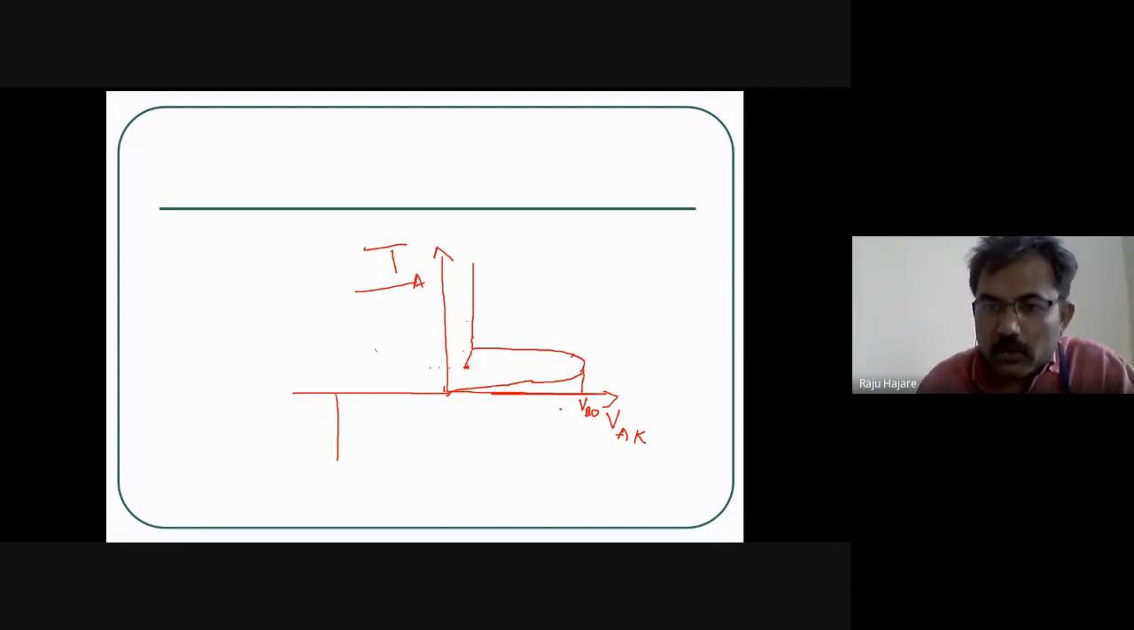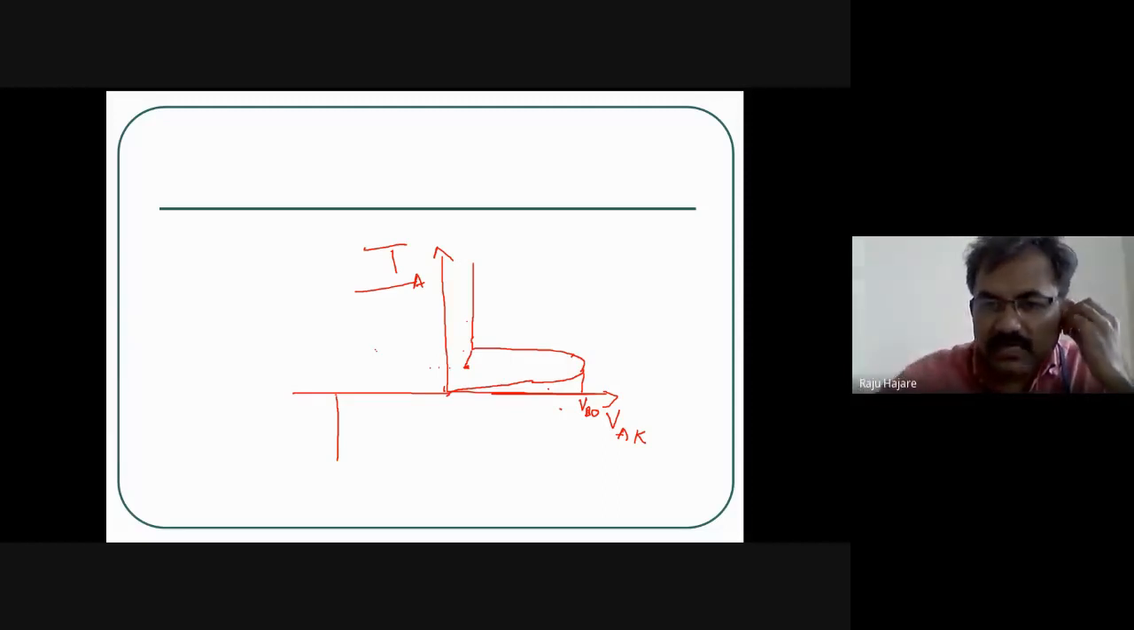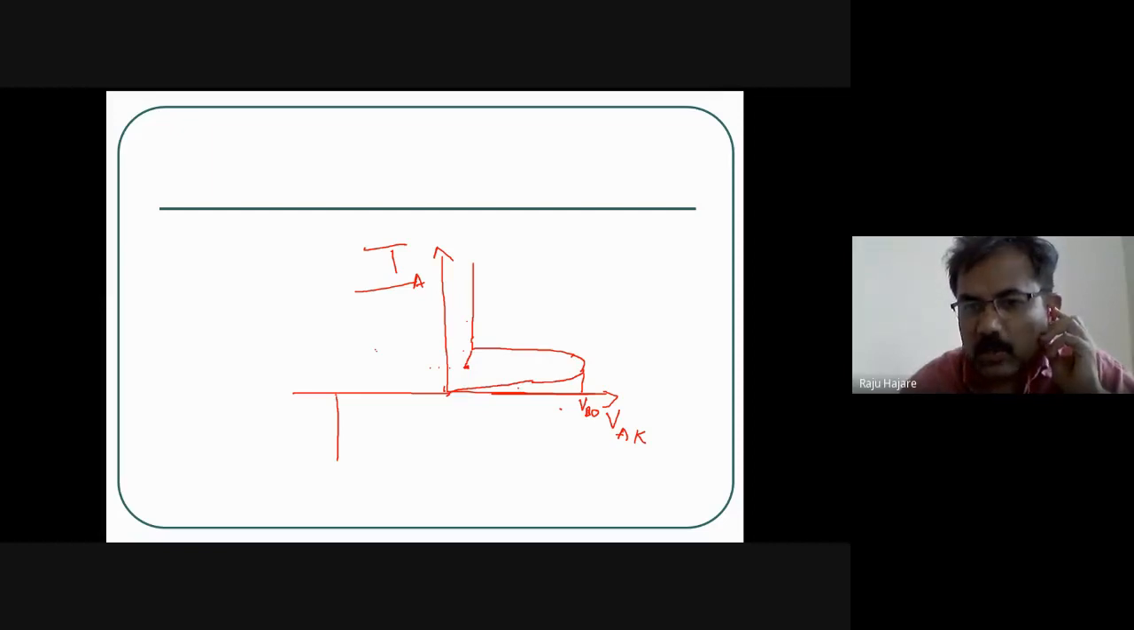Up to breakover voltage, whatever graph I have shown, a small variation in the current, a small increase in the current, that is what we call leakage current. Leakage current is a current which is flowing in the device when the device is in off state. Up to VBO, your device is in off state. Simple. It is a forward biased device, but not conducting up to VBO. Hope you understand this point.